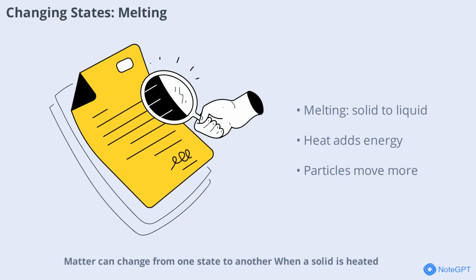Matter can change from one state to another. When a solid is heated, it can melt and become a liquid. For example, ice melts into water when it gets warm. This process is called melting. It happens because heat gives the particles more energy, allowing them to move more freely.